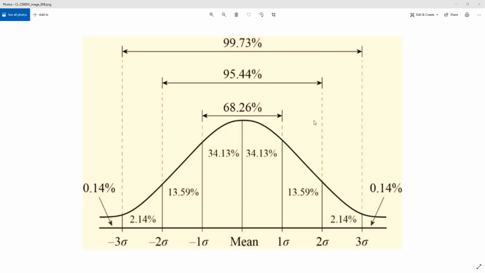Let us suppose I give you an example. Let us suppose I go to a school and I try to measure, let us suppose there are 1000 girls in a school, for example. Imagine there are 1000 girls in one school.